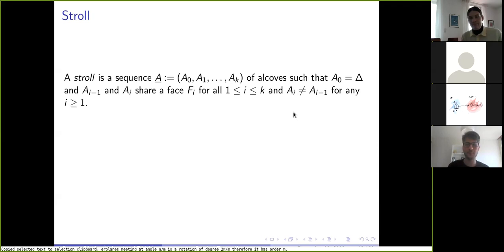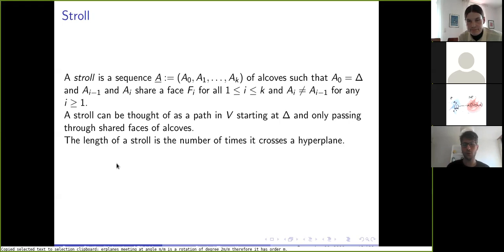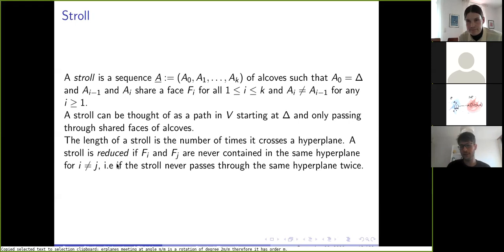Again, a stroll can be thought of as a path starting from the fundamental alcove. And the length of a stroll will be the number of times it crosses a hyperplane. We will say a stroll is reduced if you don't cross the same hyperplane twice, that is, if Fi and Fj are never contained in the same hyperplane. You can think of a reduced stroll as a walk with a purpose. You want to get from the fundamental alcove to another alcove, but you don't waste any steps. You don't go through the same hyperplane twice for no reason. You just avoid it if you can.